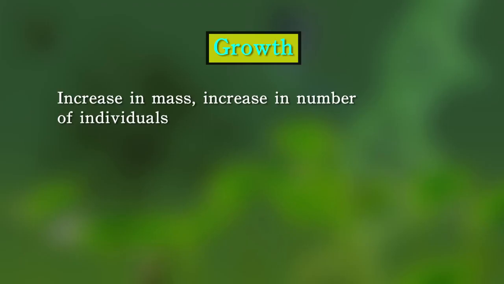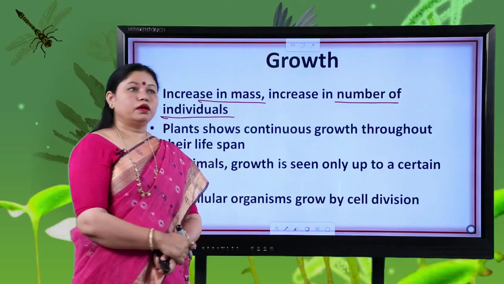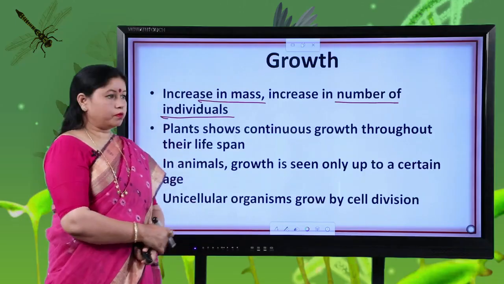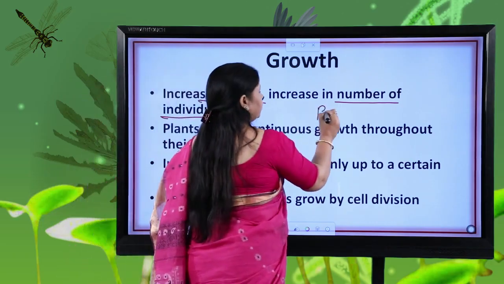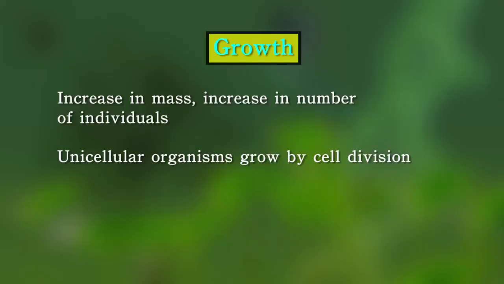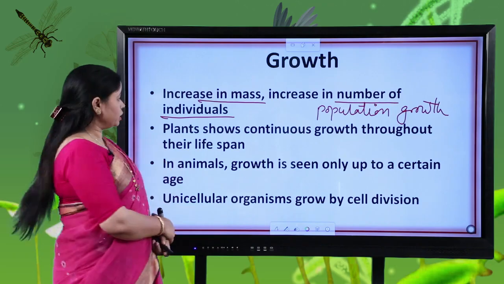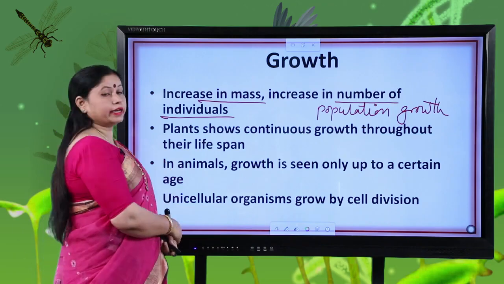Growth is an increase in mass or an increase in the number of individuals. All living things grow by cell division. You might have heard of the term population growth. The population growth of our country is very high. So growth is actually an irreversible, permanent change. If you consider growth from the plant's point of view, plants show continuous growth throughout their lifespan.